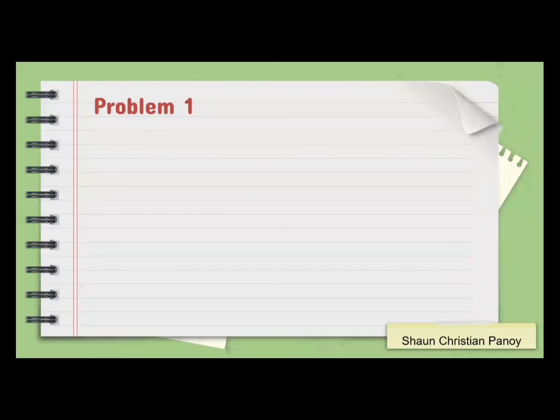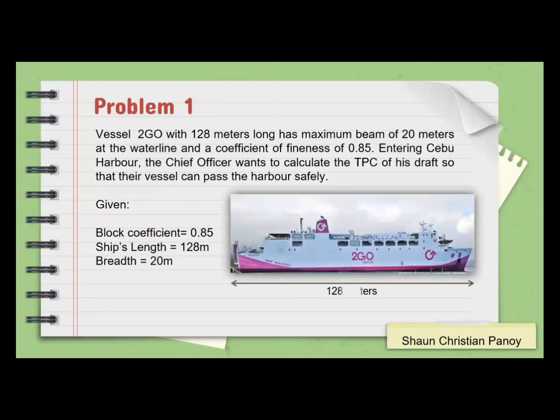So problem solving. Problem number 1. A vessel 128 meters long has a maximum beam of 28 meters at the waterline and a coefficient of fineness of 0.85. Entering Cebu Harbor, the chief officer wants to calculate the TPC of his draft so that their vessel can pass the harbor safely. So the given block coefficient is 0.85, ship's length is 128 meters, breadth is 28 meters.